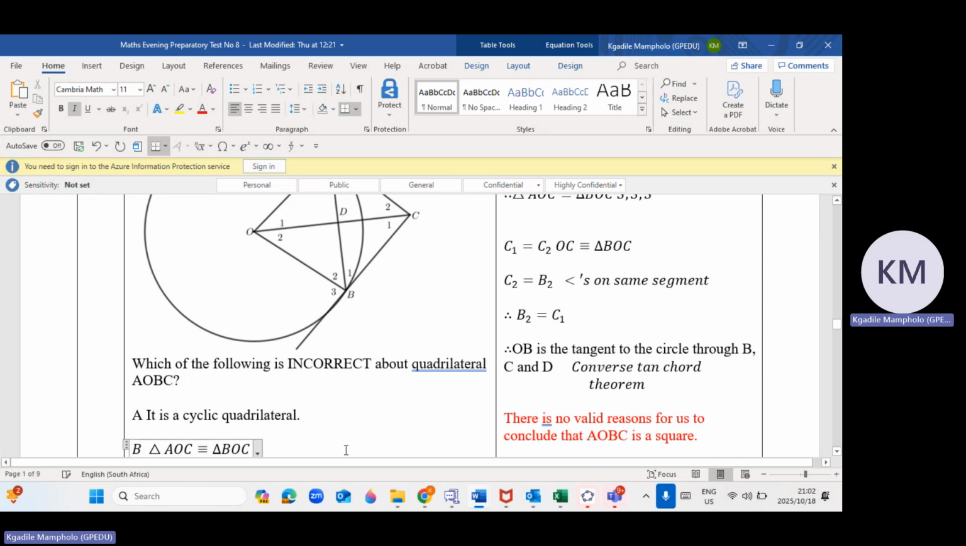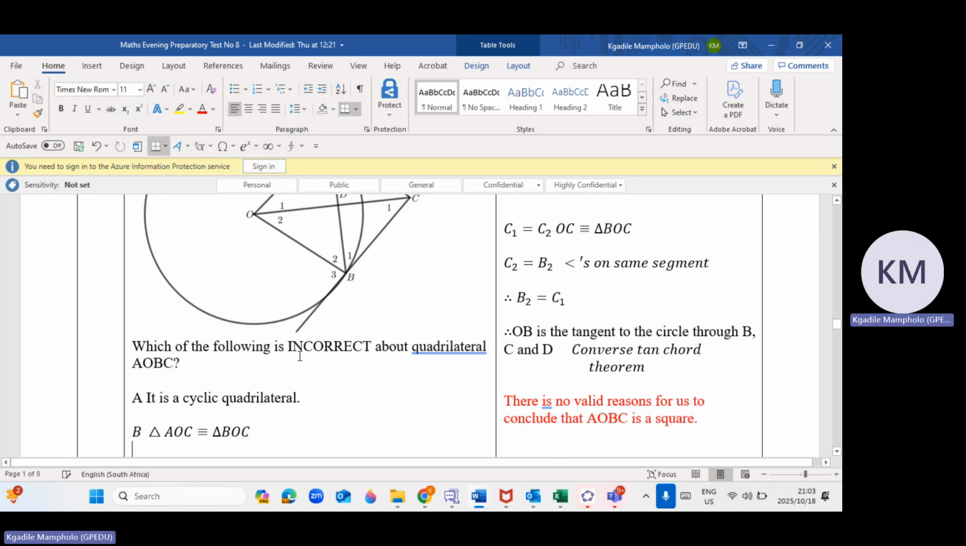Then A, we say it is a cyclic quad. Then the answer is correct, then it is incorrect. Meaning, remember, we don't want the correct answer. We want the incorrect one. So the first statement which says it is a quadrilateral, yes, it is a quadrilateral, is a correct statement, which is incorrect answer because we want the incorrect answer.